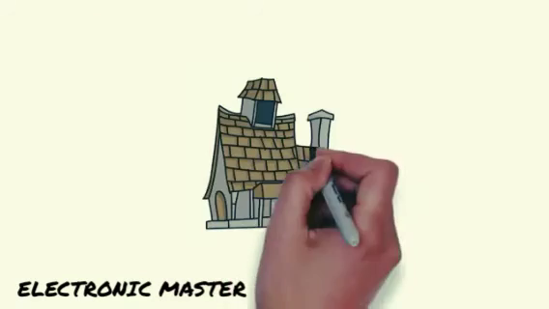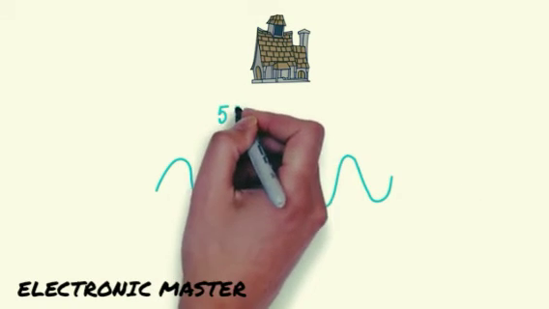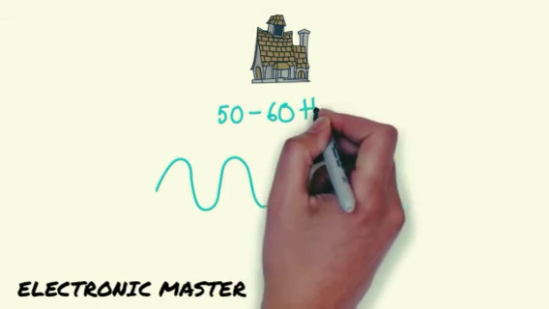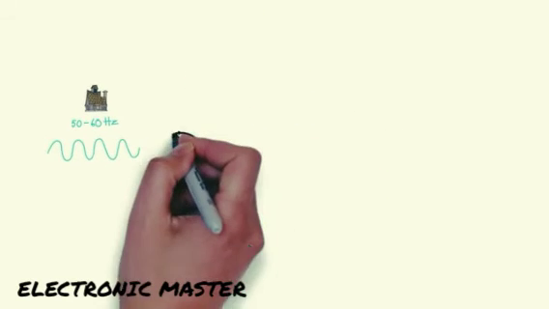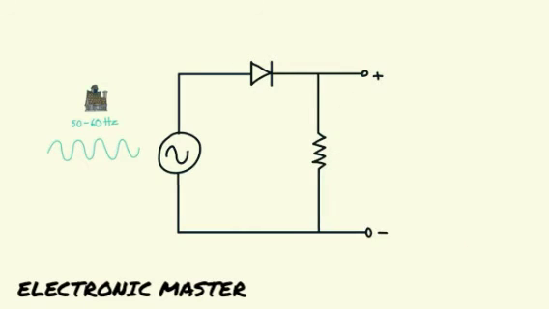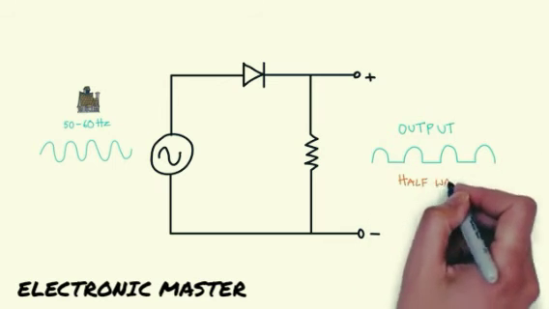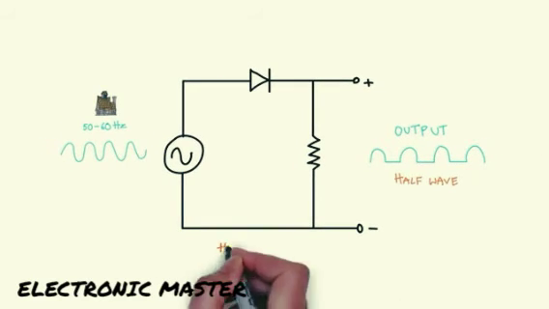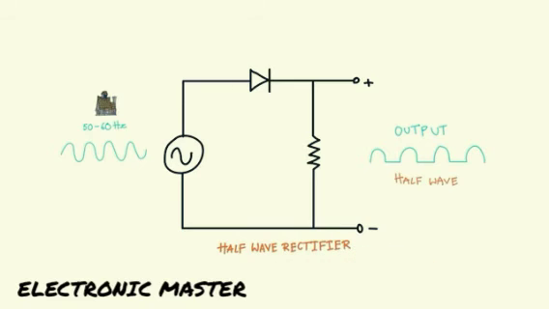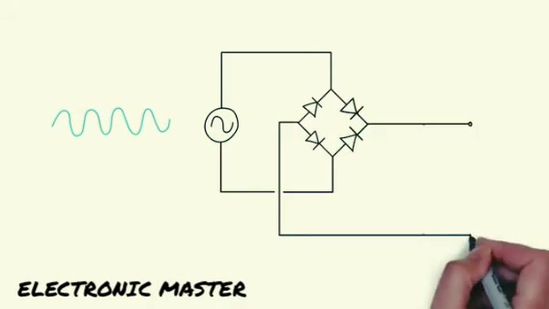In household mains AC supply, the voltage swings from positive to negative in cycles that repeat 50 to 60 times per second. If you place a rectifier diode in series with an AC voltage, you eliminate the negative side of the voltage cycle and so end up with just positive voltage. This AC to DC conversion is called a half-wave rectifier, because it passes along only half of the incoming AC waveform. There's a better type of rectifier circuit that uses 4 rectifier diodes.